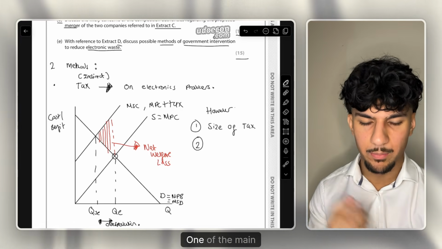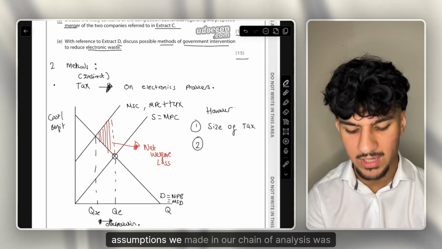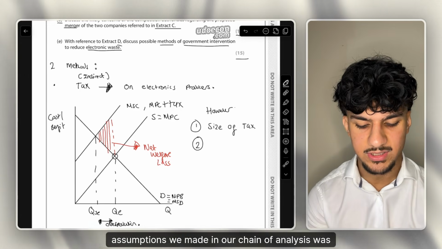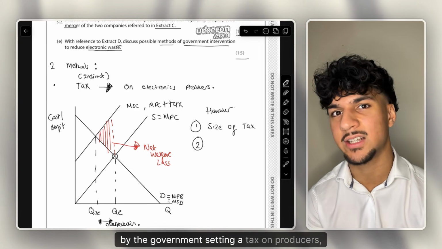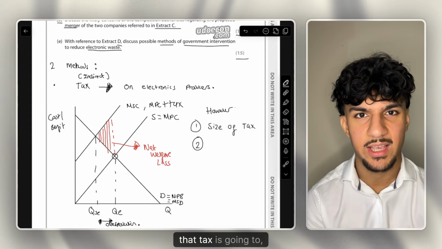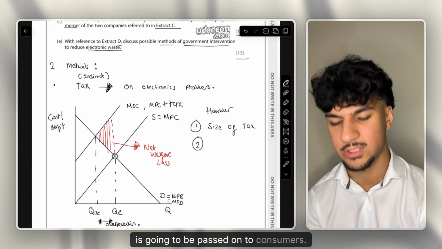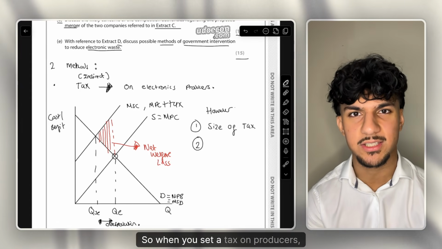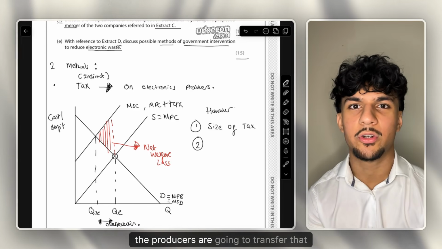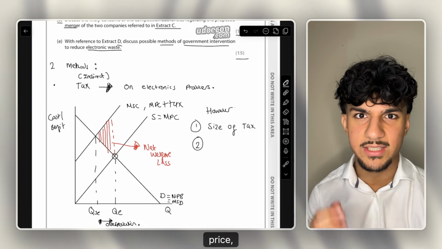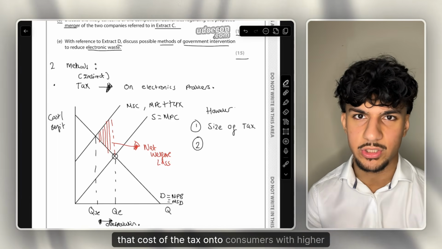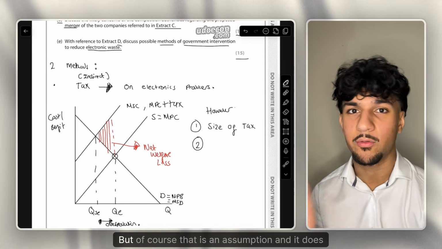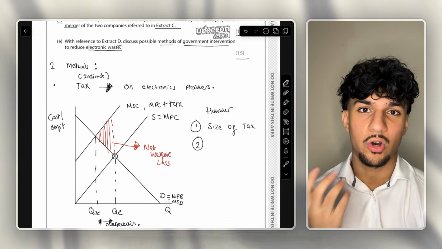One of the main assumptions we made in our chain of analysis was that by the government setting a tax on producers, that tax is going to be passed on to consumers. So that is usually what happens. When you set a tax on producers, the producers are going to transfer the cost of the tax onto consumers with higher prices. But of course, that is an assumption and it does not always happen.